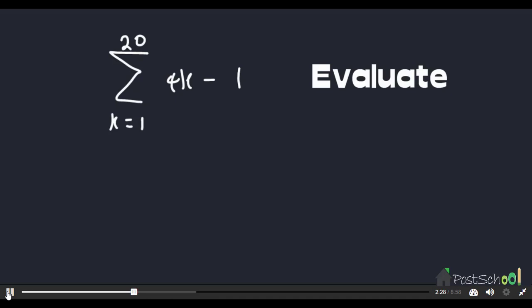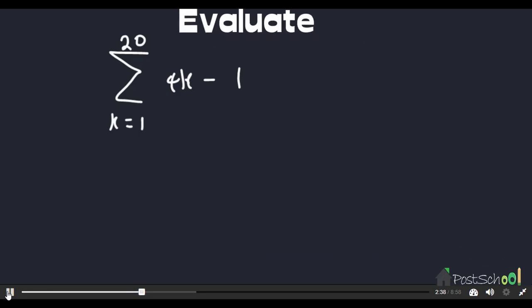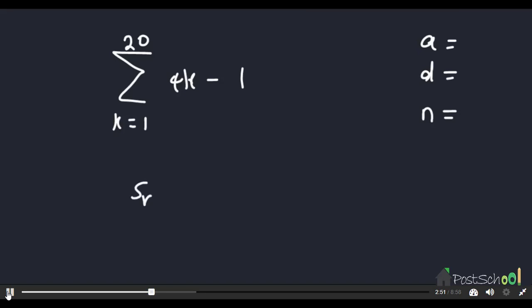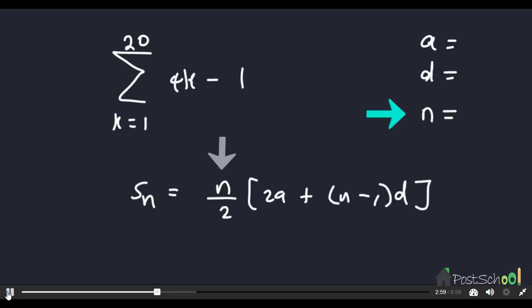Let's say we want to evaluate this sigma notation, this sum. How can we evaluate this? We want to calculate the sum. In order to calculate the sum, we need three things: we need a, we need the difference, and we need n. This is what we need to get the sum of a series. Why? Because the formula says Sn equals n over 2 times (2a plus (n minus 1)d). As you can see, we have n, we have a, we have d. Once we fill in those, we can just calculate our sum.